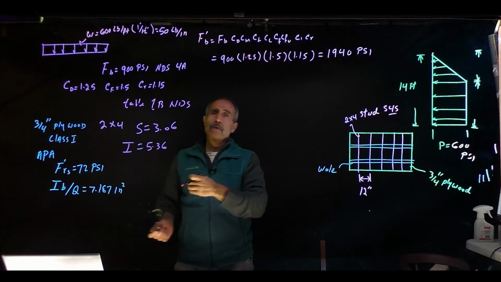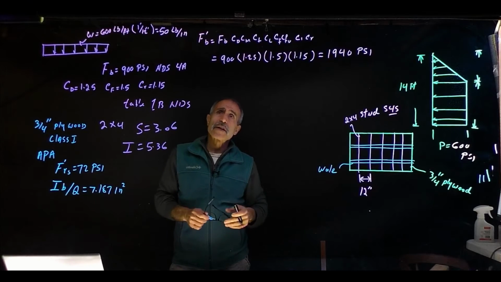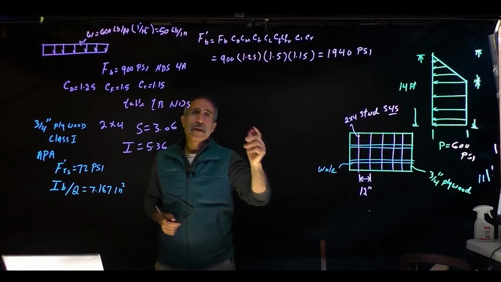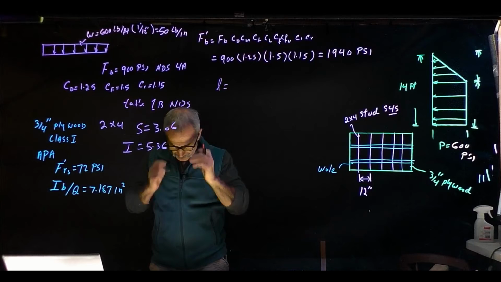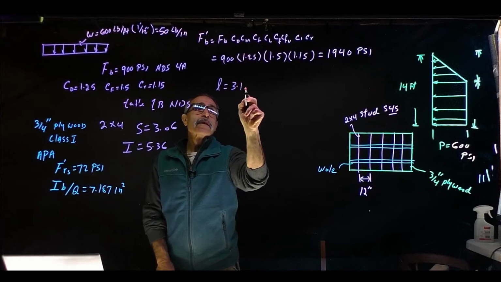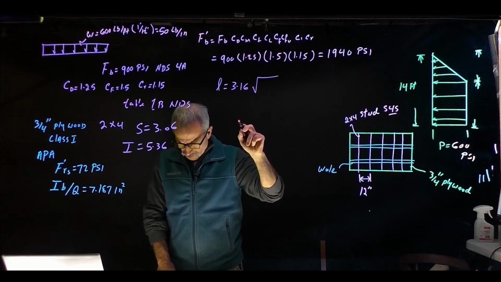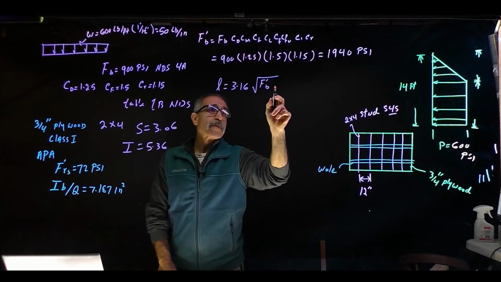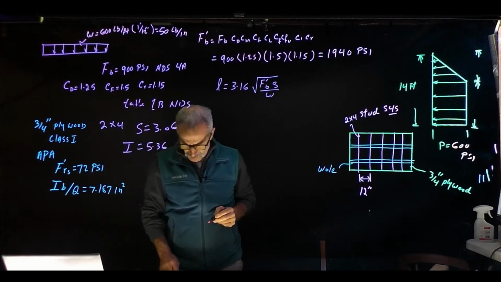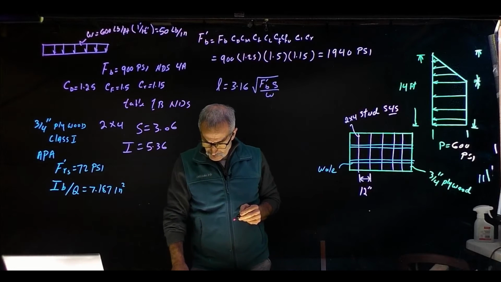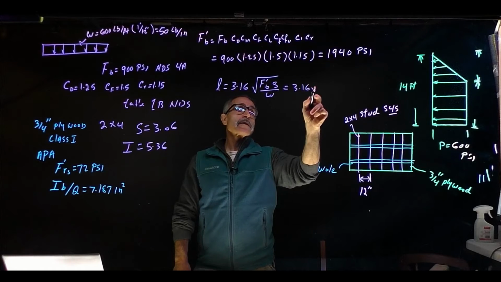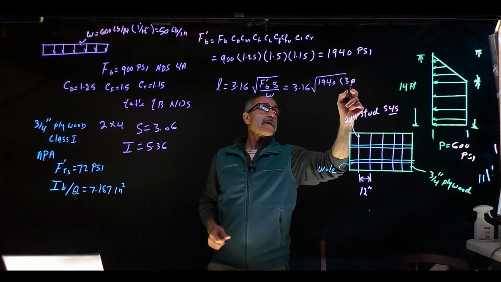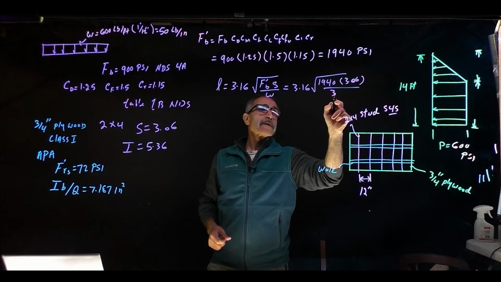From the previous step, instead of calculating bending stress, we're just going to calculate the allowable length, because we know the moment for 3 spans was wL squared divided by 10. So L comes out, based on the previous step we talked about, to 3.16 times the square root of F_b prime times S divided by w, which equals 3.16 times the square root of 1940 times 3.06 divided by 50.